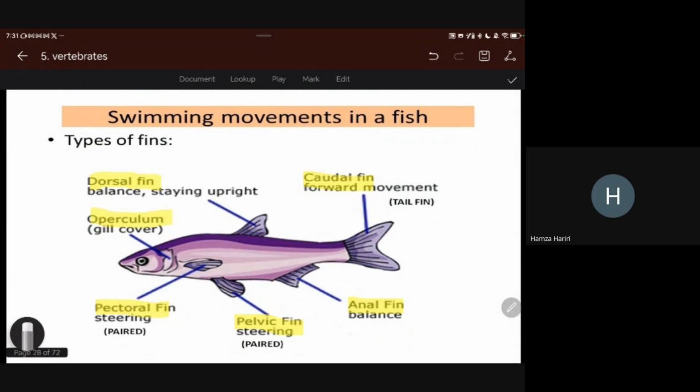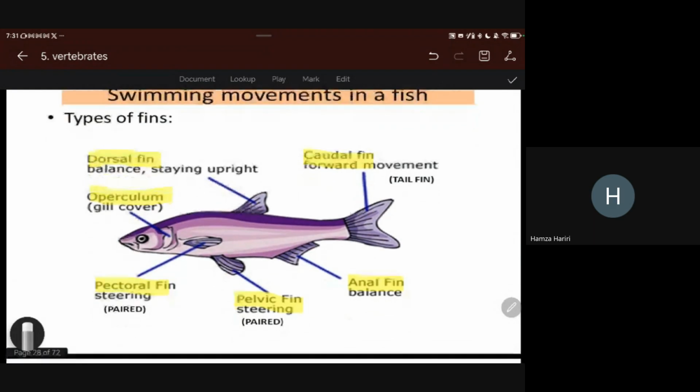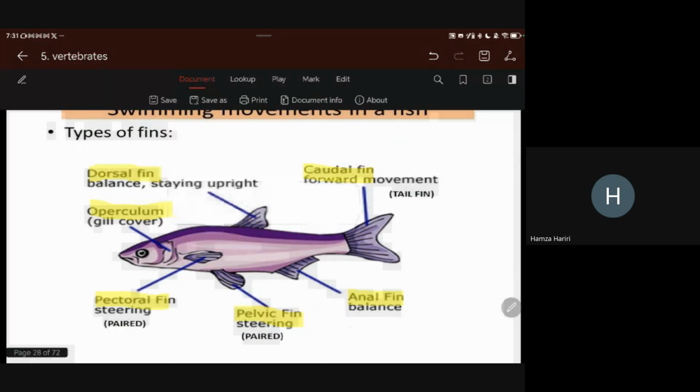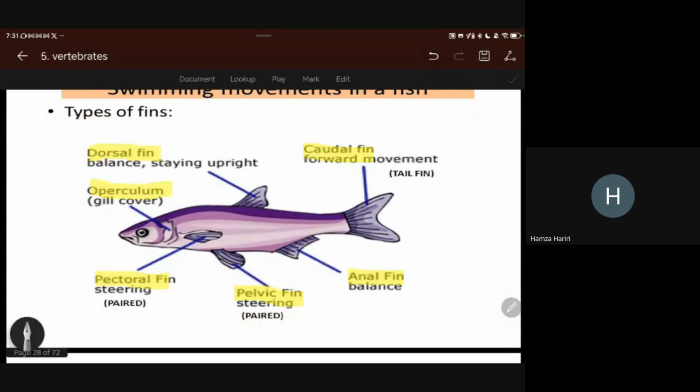So the swimming movements in a fish, we've already discussed that there are a couple of types of fins. Some of these are the dorsal fin. Dorsal means something from above, so it's the fin above the fish. It helps in balance. And we have the caudal fin, which is in the back, so it helps in the moving of the fish in a forward movement.